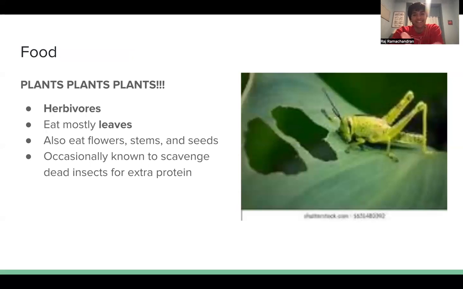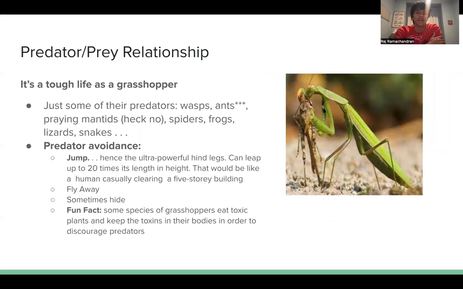So yeah, they eat a lot of plants. They are herbivores. They mostly eat leaves, but they're also known to eat flowers, stems, and seeds. They're occasionally known to scavenge on dead insects for extra protein, but that's not the norm. They're primarily herbivores.